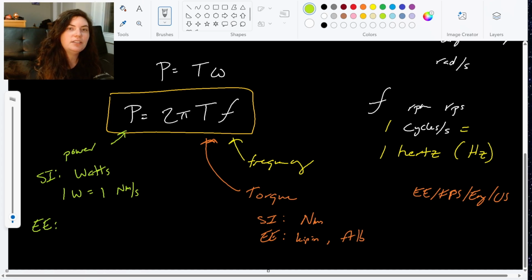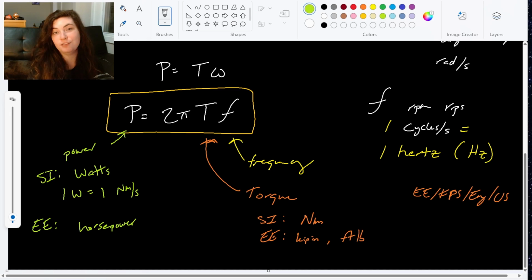So the English unit for power is exactly what you think it's going to be. If you're a car person, it's horsepower. That's our standard unit for power output, horsepower, right? You see that rated on all your motors, your cars. This is actually the English standard, horsepower.